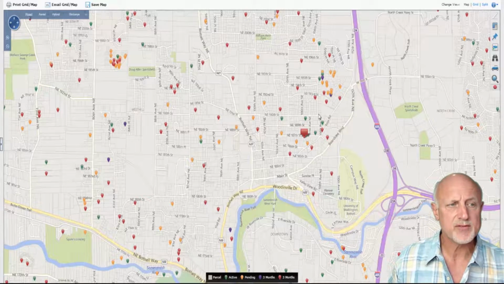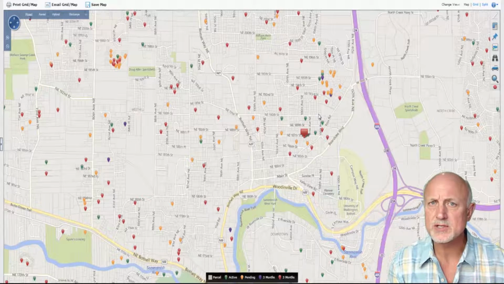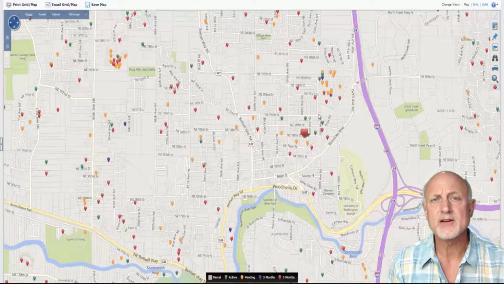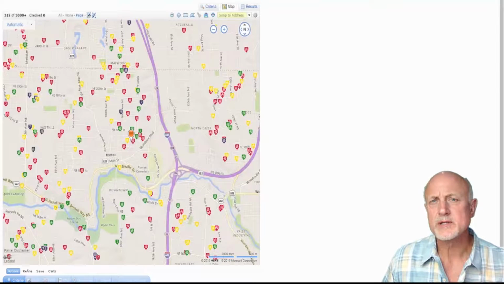So what we have to do now is narrow down all of these map pins to homes that are close to this location and that have very similar characteristics of our subject property. So what I'm going to do now is skip part of the research that we do in the tax records.